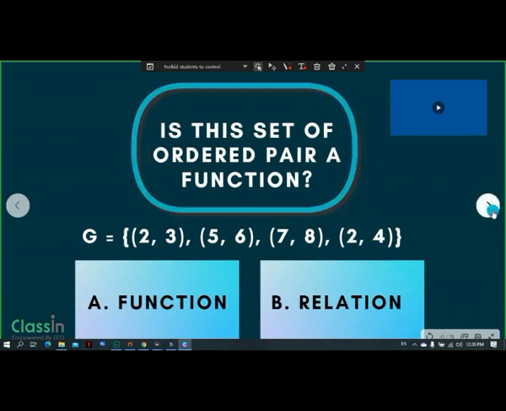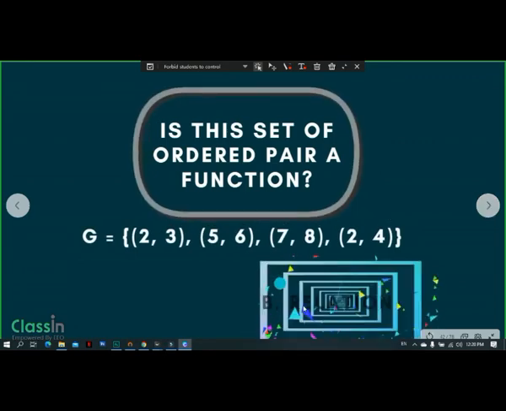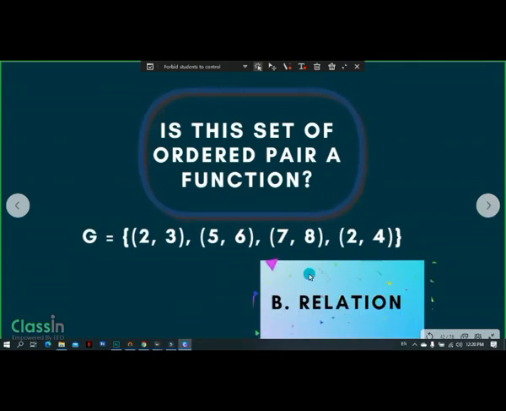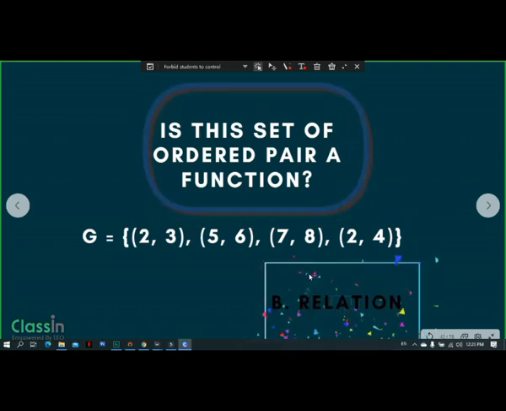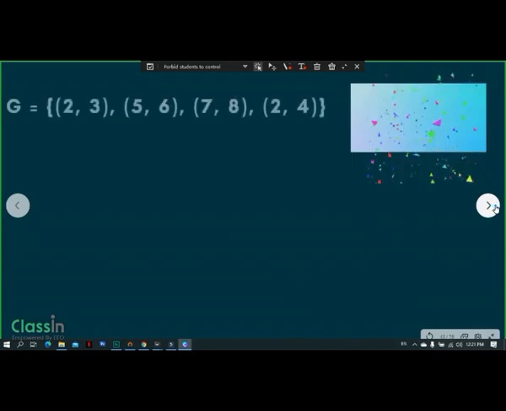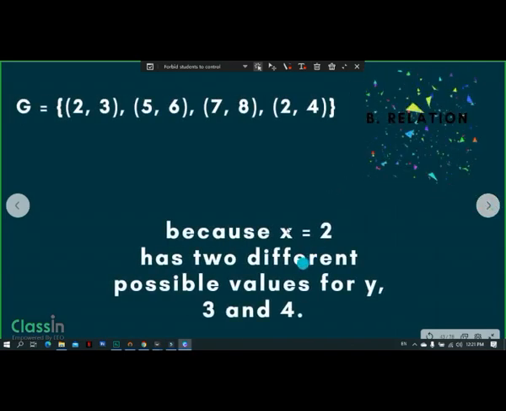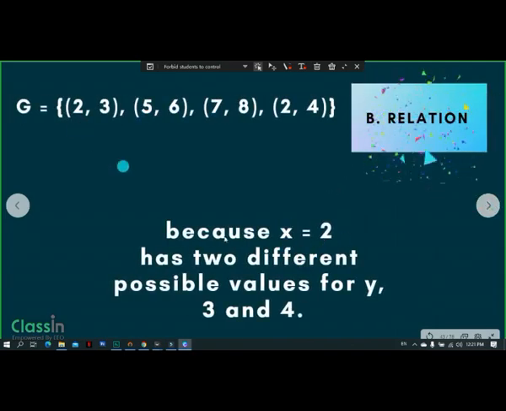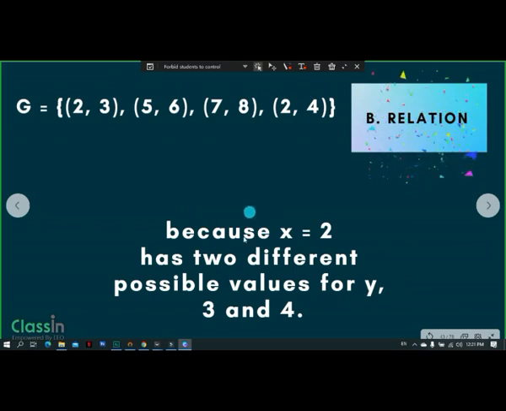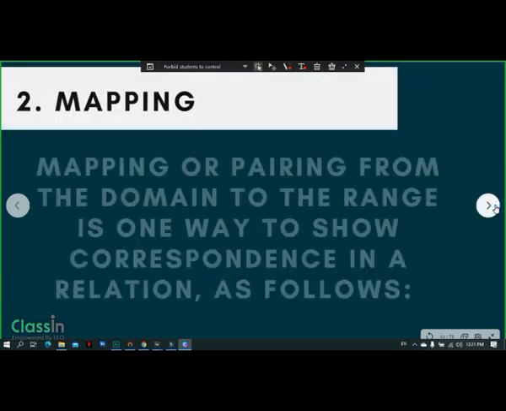So, in this example is not a function. This is a relation. Okay, this is a relation because 2, yung 2 natin, has 2 different possible values for y. Pwede siyang maging 3, pwedeng maging 4. Okay? Is it clear? Okay, let's proceed.